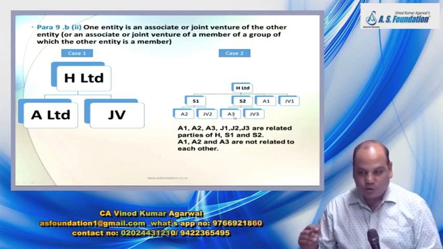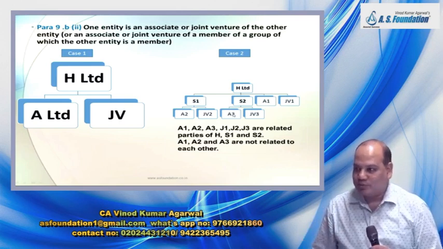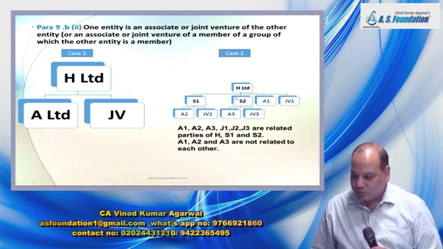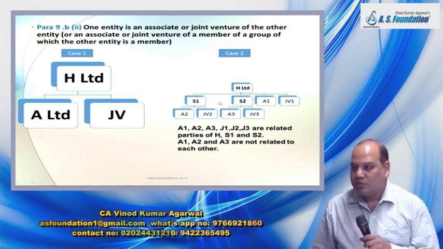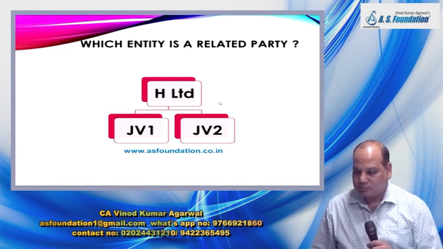But again, there are some more complications coming soon. At least this part is simple, that for a parent company and for a subsidiary company, the associates and joint ventures of other group members will also become related parties.